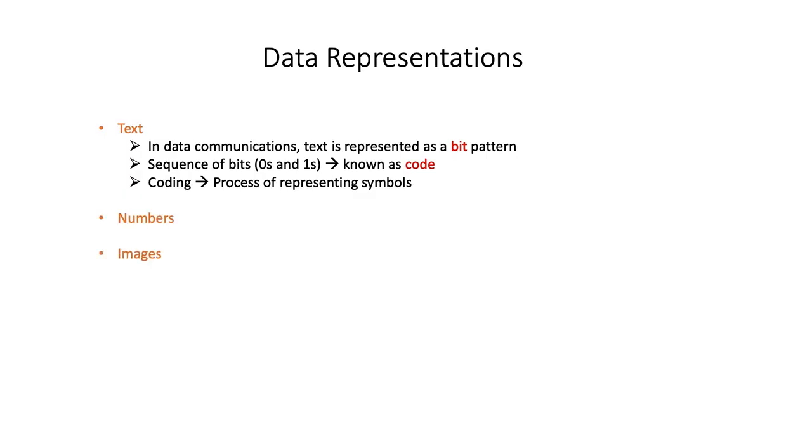The next type of data is numbers, which are also represented by a sequence of bits, zeros and ones. Then come images. For images, there can be different color schemes such as red, green, blue, which is RGB, or cyan, magenta, and yellow, which is CMY. Also, data can be represented as audio or video like this one.